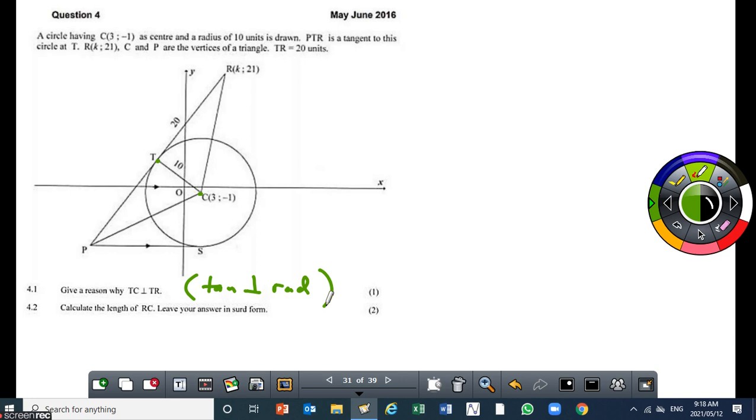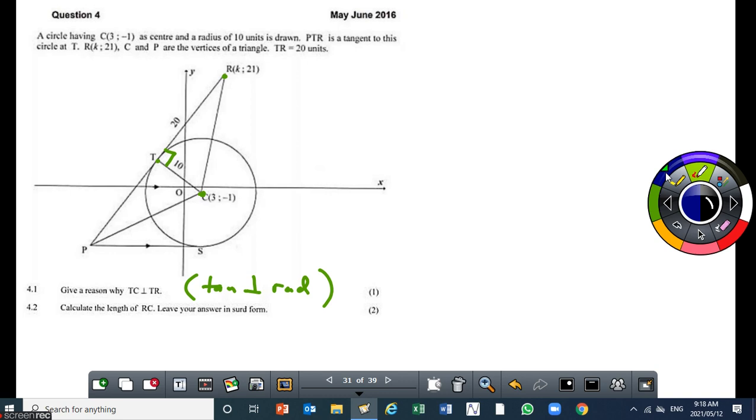Then 4.2, calculate the length of RC. Now RC is the length from the center to here. To calculate RC, it's very easy, because from 4.1, if TC is perpendicular to TR, this angle is 90 degrees. Therefore, triangle CTR is a right-angled triangle, and RC will be the hypotenuse. Do you all see that? Therefore, we have to use the theorem of Pythagoras.